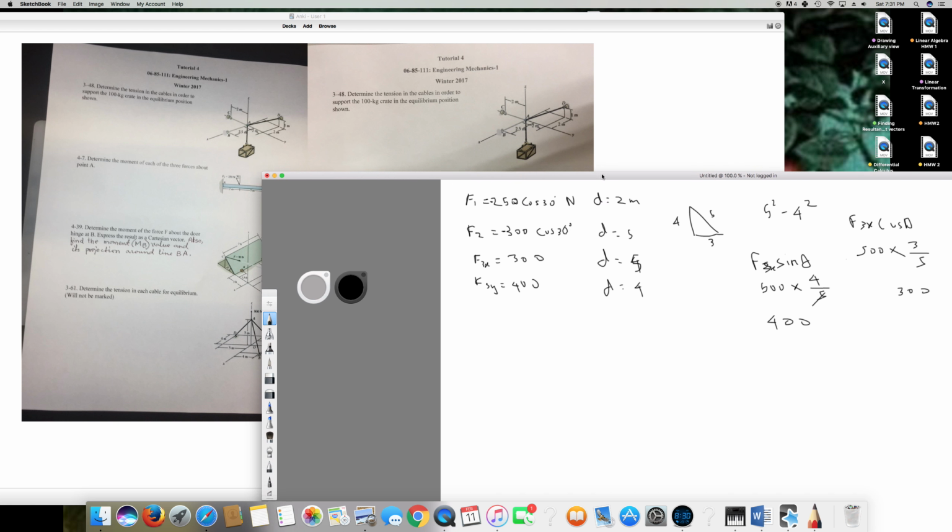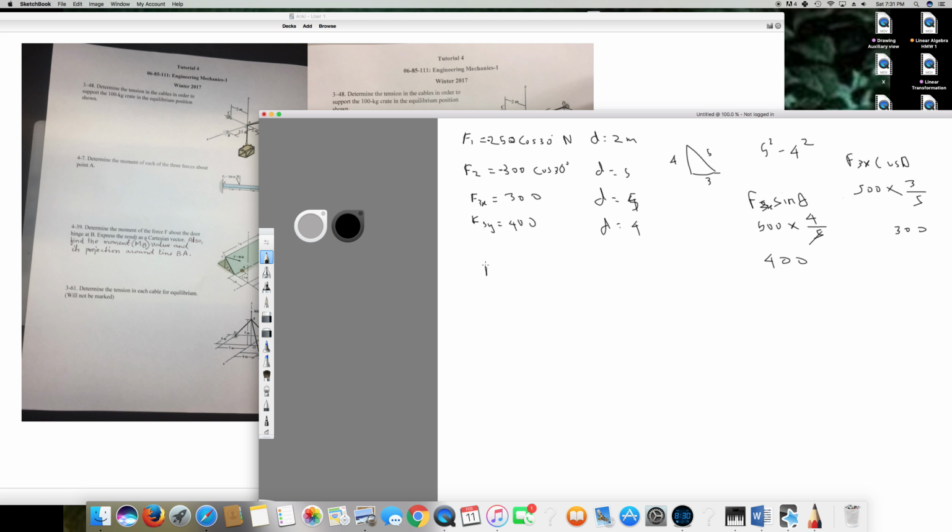So now I have to calculate the moment for each of them. For the first one, F1 is going to be negative 250 cos 30. Cos 30 is what? Root 3 by 2. Root 3 by 2 times 2 is going to be negative 250 root 3. And same thing for F2: minus 300 times cos 30. Cos 30 is root 3 by 2, so minus 300 becomes minus 150 times 5, which is 750. F2 is negative 750 root 3.